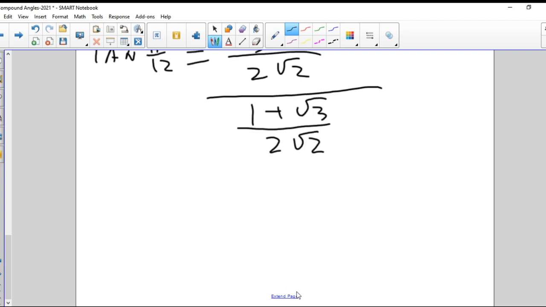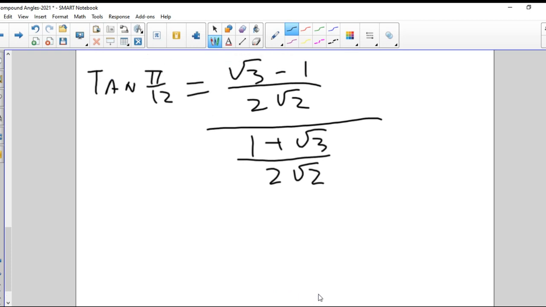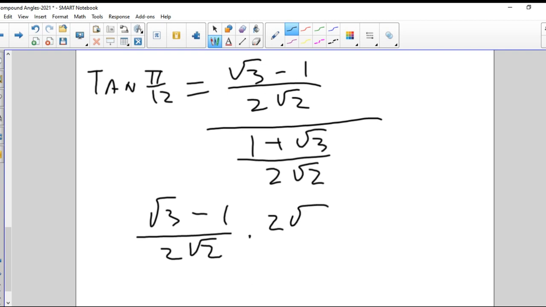So multiply the numerator by the reciprocal. On top we have root 3 minus 1 over 2 root 2 multiplied by 2 root 2 over 1 plus root 3. That's what this is equal to.